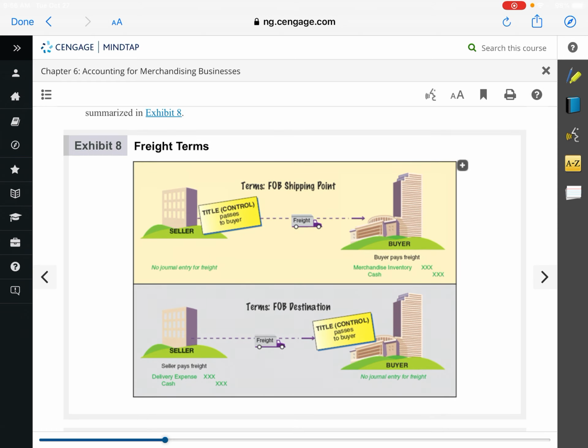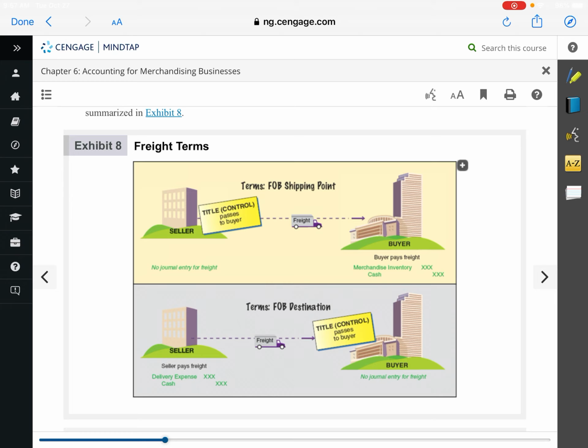All right, so here's a good chart. FOB shipping point: title passes to the buyer as it leaves the seller's warehouse. The buyer assumes ownership and pays for freight. And if the buyer pays for freight and owns the goods as they're being transported, that cost is added to merchandise inventory. All right?